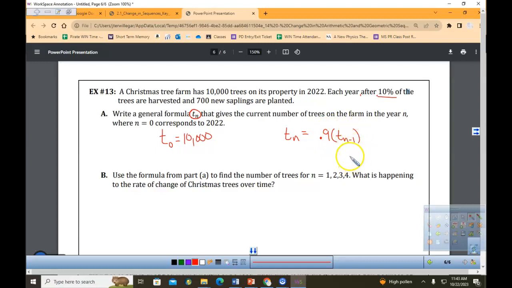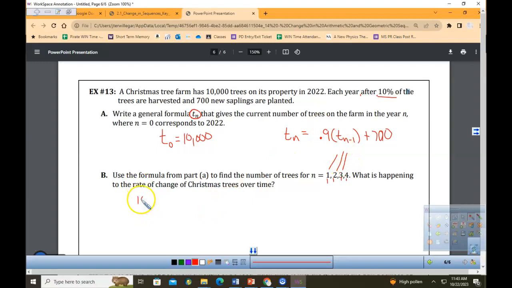I don't know why I put that in parentheses. You agree on that? Every year there's going to be 10% less, so there's going to be 90% of the original trees. But they're also going to plant 700. See what I did there? It's a formula based on the previous term. Using that, find it out for 1, 2, 3, and 4. So I'm going to plug those in. So this one's a little bit trickier.